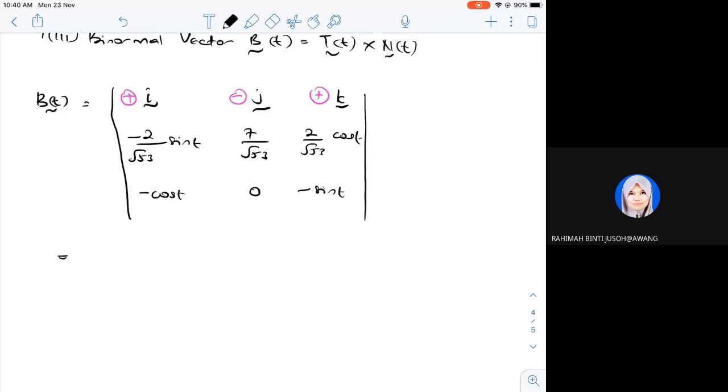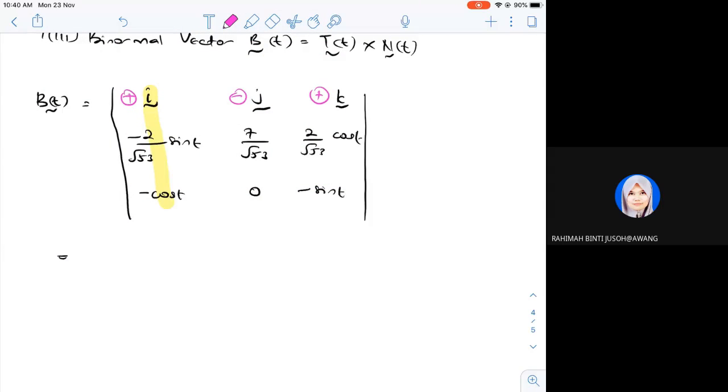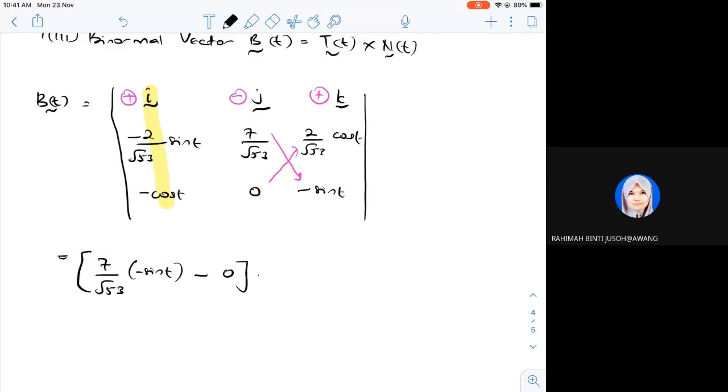This is equal to, first of all, you need to close the first column. So right now you are closing the first column, leaving the second and third columns. 7 over square root 53 multiplied by negative sin t, minus 0 times 2 over square root 53 cos t. So we will get 0. This is for i.